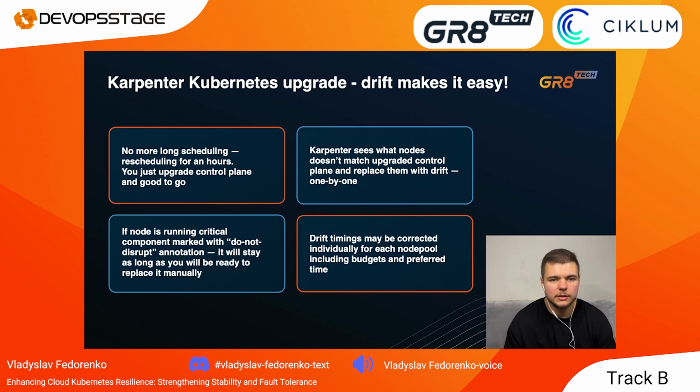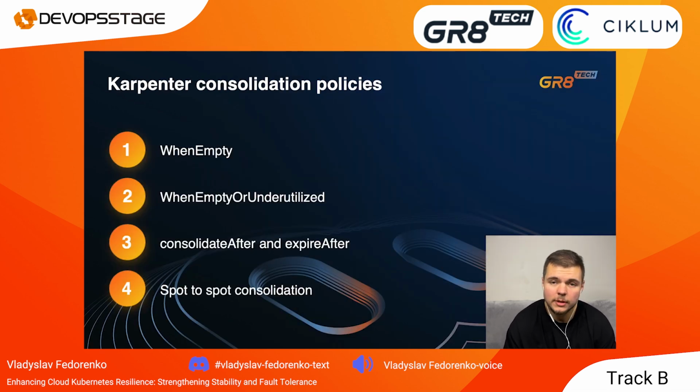Besides drift, there are also useful consolidation Karpenter policies. Let's talk a little bit about them. First one is the WhenEmpty policy. WhenEmpty policy is a good choice when you have downtime sensitive applications, so a node will be disrupted only in case there are only daemon sets left. You can also set the consolidate after timing. In that case, Karpenter will wait for some seconds or minutes before draining the node.